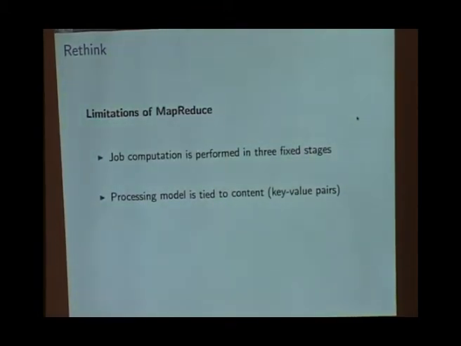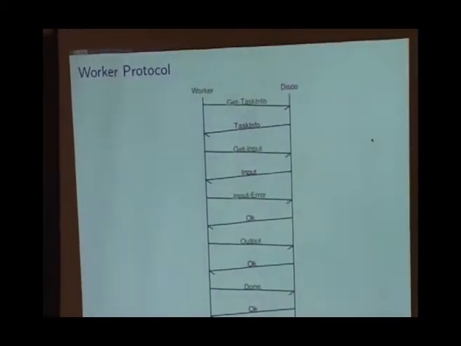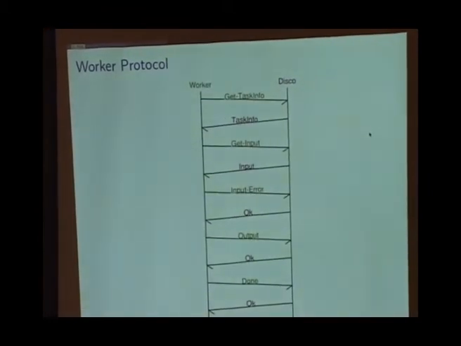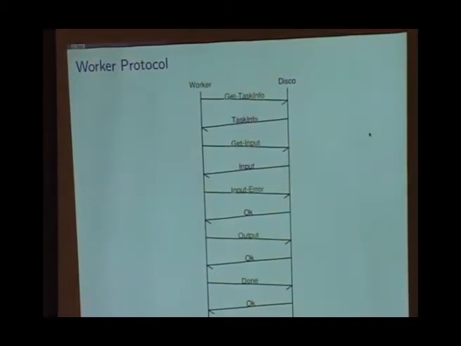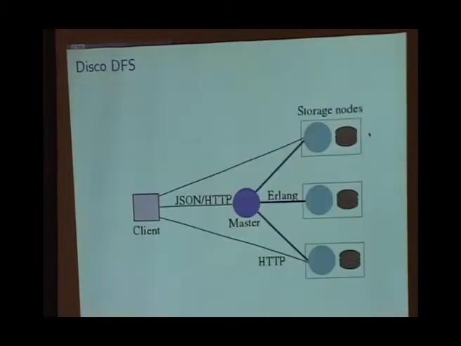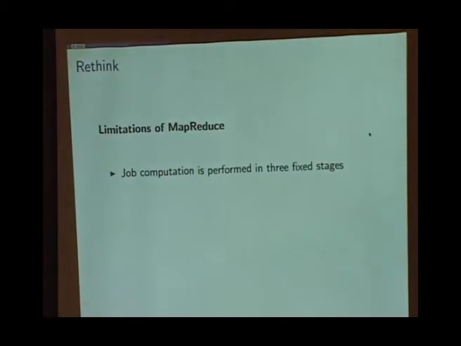This is actually fixed in Disco already. If you look at the job protocol, what you get in your user code is actually input and output. There's no notion of key value pairs. That's actually implemented in the worker library. It's a library implementation. It's not core to the Disco Erlang portion.